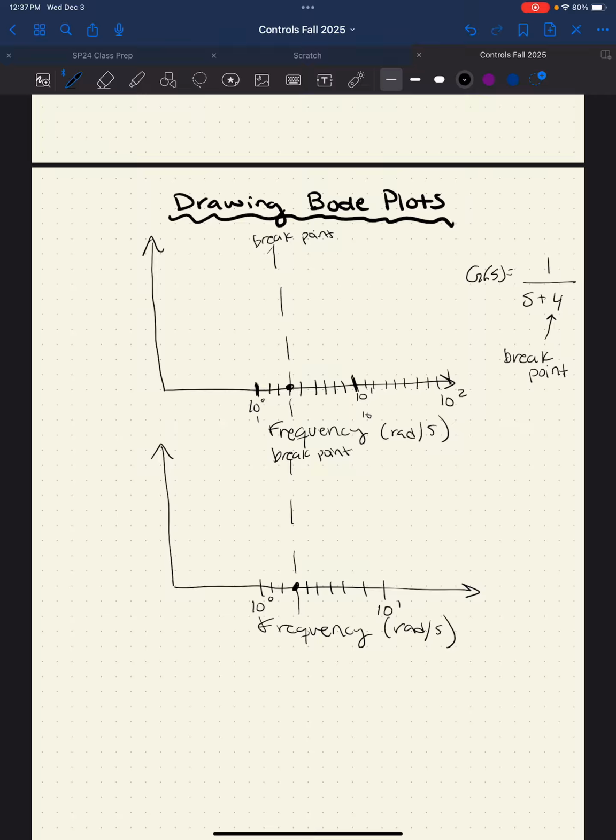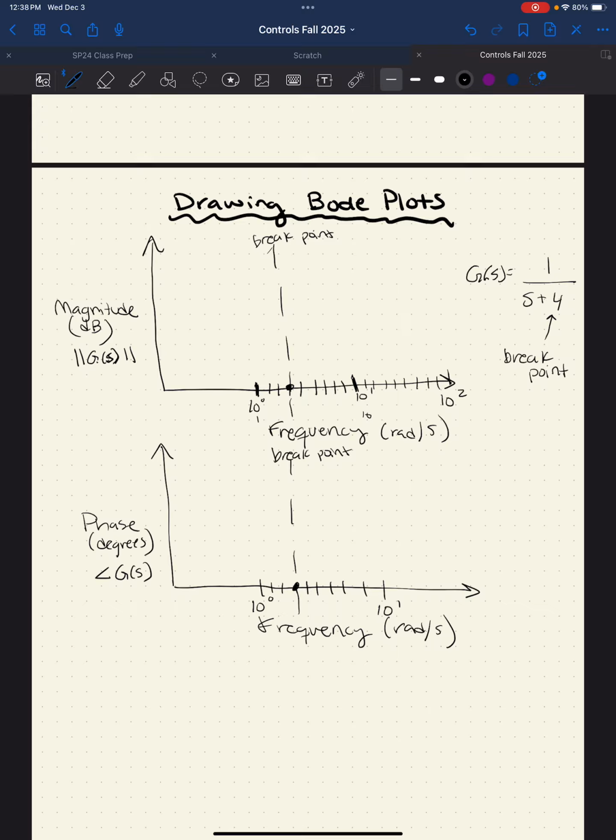I did not label these. That's bad. This is magnitude in decibels, and this is phase in degrees. Another way you can sometimes see this written is like this. These are just different notations for the same thing.